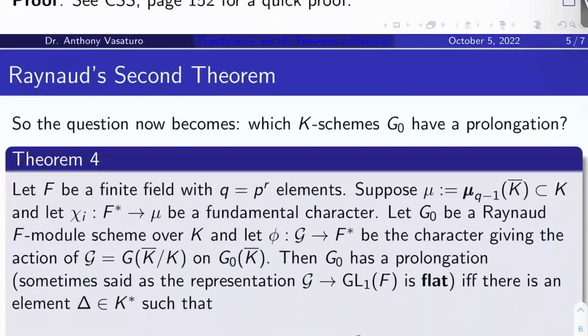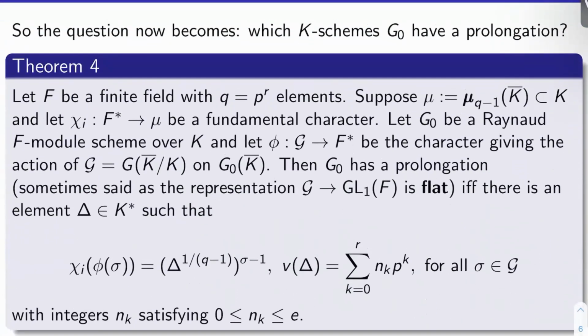So what's Raynaud's second theorem? Well, the question now just becomes, given theorem 3, which K schemes G not have a prolongation? Which ones have a prolongation in the first place? And so theorem 4 answers this.